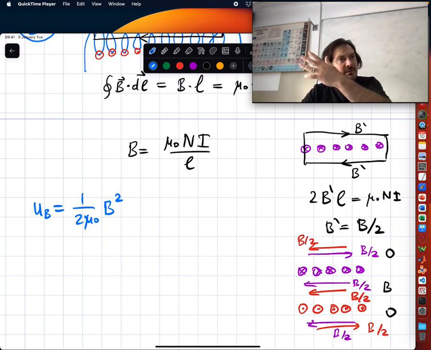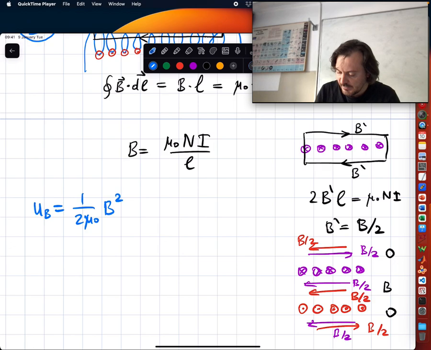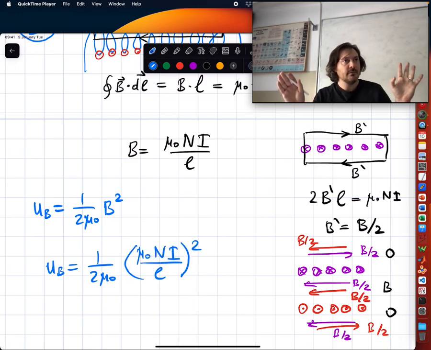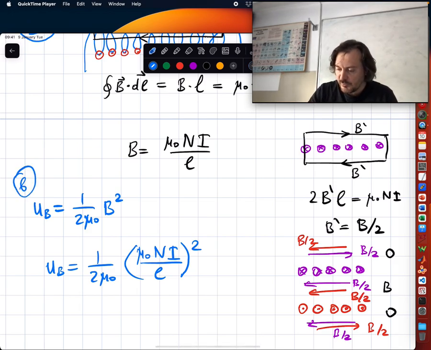If I give you L, then you write this energy density in terms of 1/2 L i squared and whatnot. If I give you geometric parameters, then you can use this formula, figure out B, and then UB is simply 1/2 mu 0 times mu 0 N I over L squared. That's it. That's the solution. Do you understand this? Yes? This is part B. This was part A.